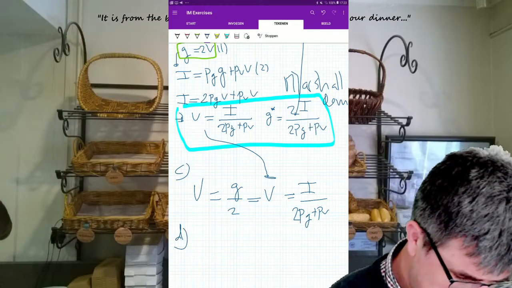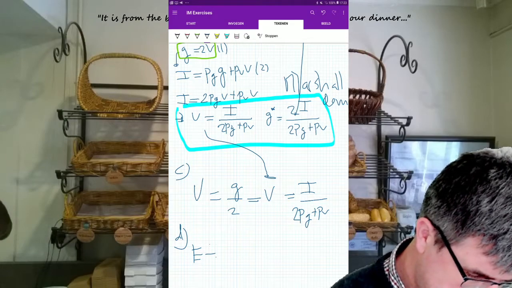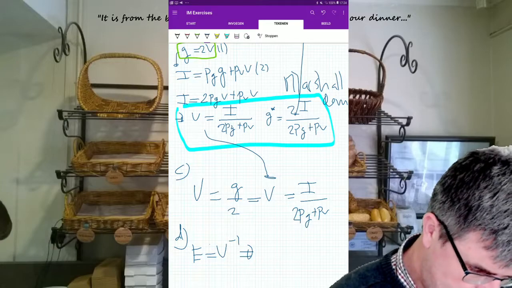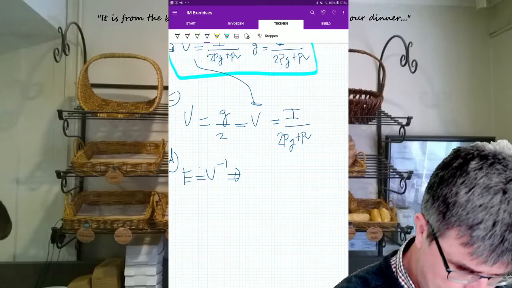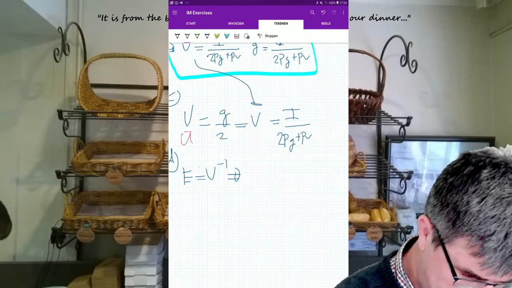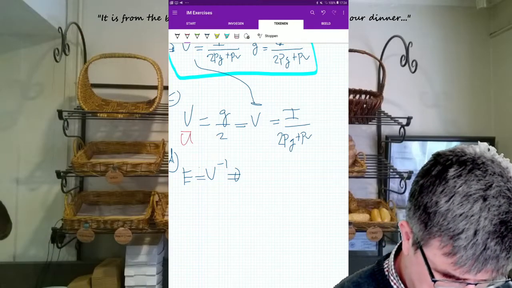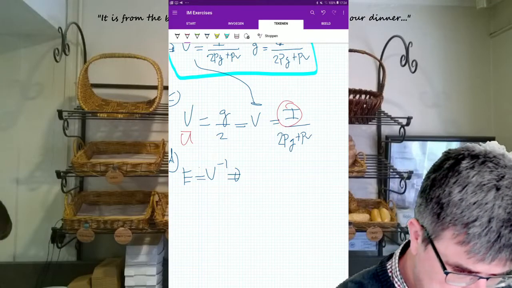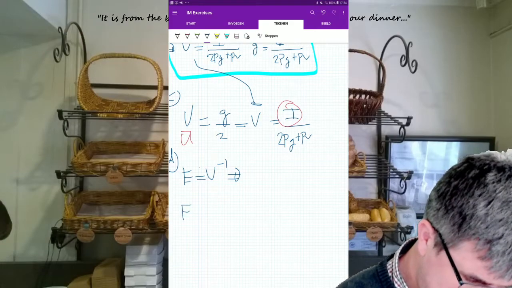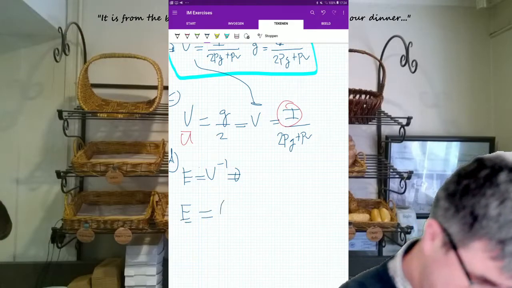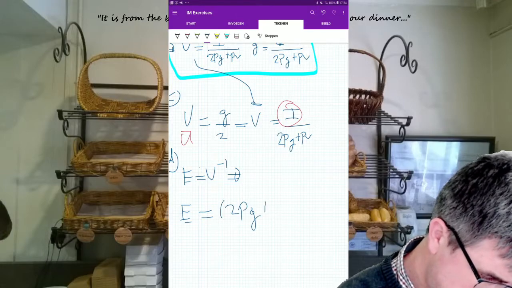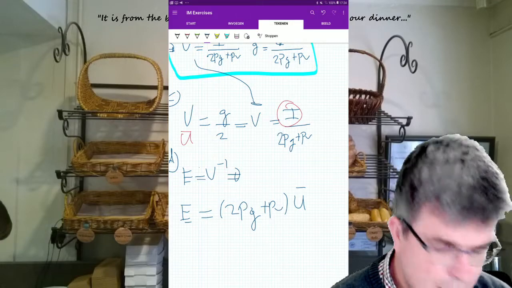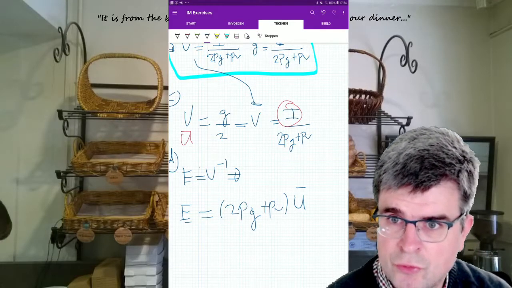Finally, the expenditure function is the inverse of the indirect utility function. So fixing our utility level at the level U bar, and solving this expression for I, we get the expenditure function, and the expenditure function is equal to 2 times Pg plus Pv times U bar. And we're done with exercise 4.5.